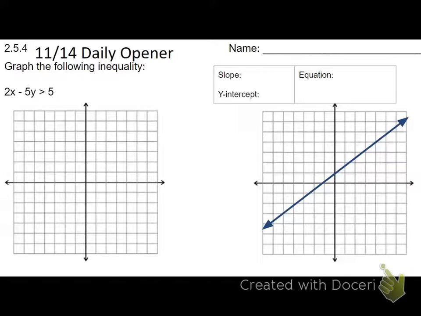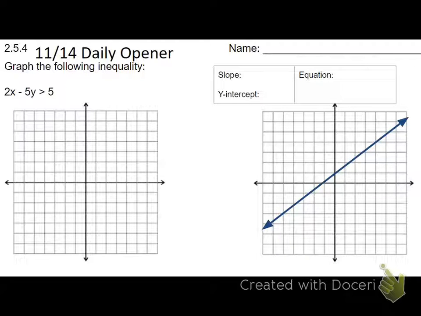A mixed match of some review, because you're going to see this again and again and again. And then hopefully after Christmas you won't have to see it anymore, but I doubt it. Okay, so this says, graph the following inequality. Can I just graph this? No. Okay, why not? Yeah, I had to solve it.